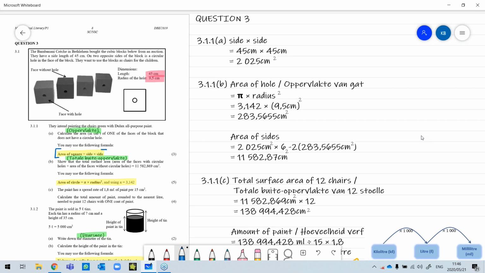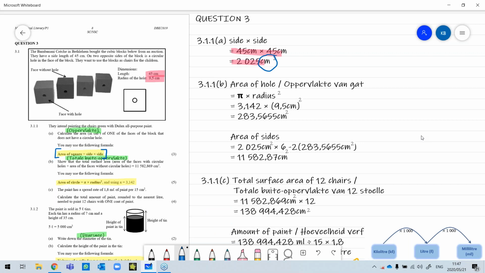So the area of the square, die oppervlakte van 'n square of van 'n vierkant is die sy maal met die sy. So as this is a square, the length and the breadth is both going to be 45 centimeters. Therefore, 45 centimeters multiplied by 45 centimeters gives you an answer of 2025 square centimeters. Extremely important that you remember to include the unit in which we are measuring.